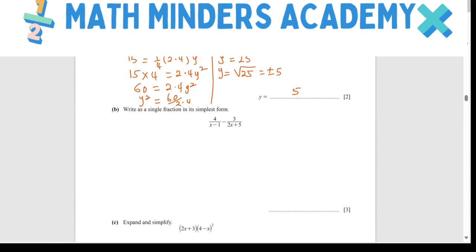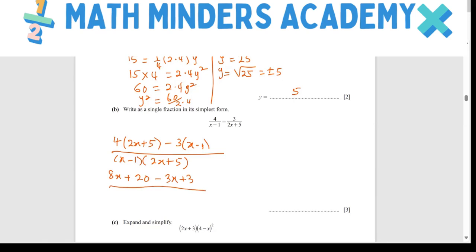Write as a single fraction in its simplest form. So here you can cross multiply. We have 4 into 2x plus 5 minus 3 into x minus 1 all over. We take the product of the denominators. So we expand the bracket from the numerator. That gives us 8x plus 20, that's 4 times 5, minus 3 times x is 3x, minus 3 times minus 1 is plus 3.